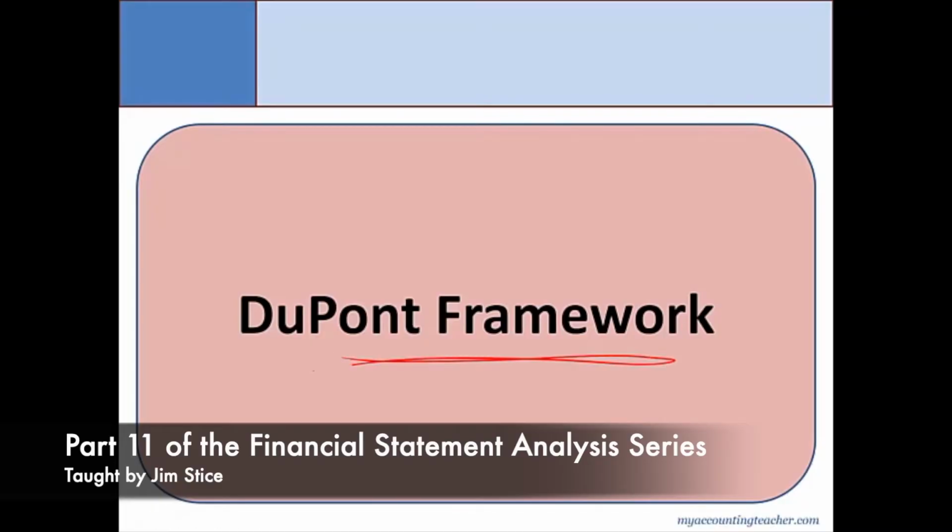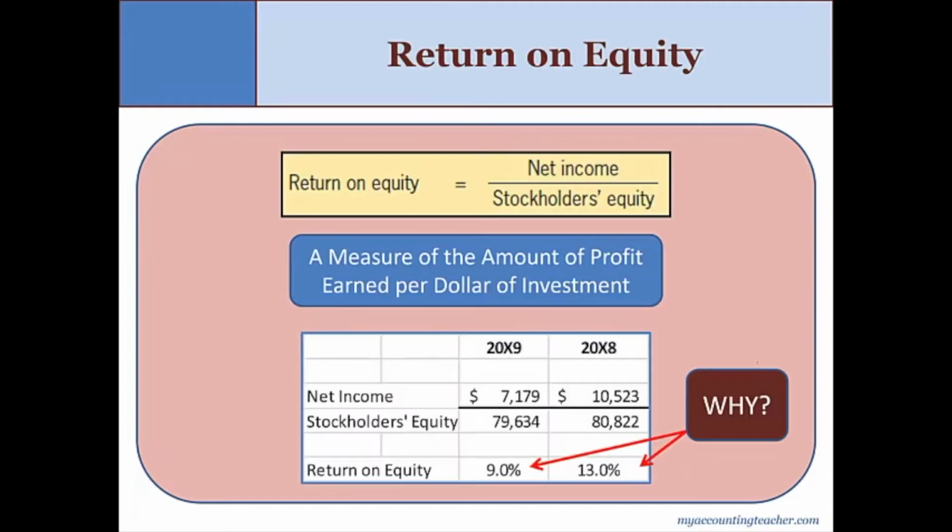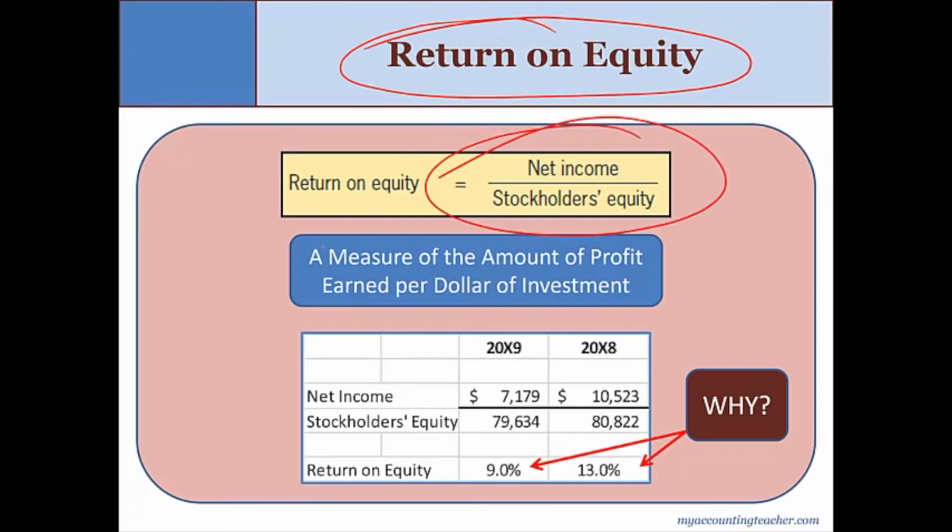Now we'll talk about probably my favorite ratio of all ratios, or this is a set of ratios, the Dupont Framework. It's a very powerful way of chaining ratios together to tell you a lot about a company. But before we get to the Dupont Framework, let's talk for a minute about this ratio, return on equity. Return on equity is calculated by dividing net income by stockholders' equity. Whenever we say return, we're typically talking about net income. And return on equity is stockholders' equity, of course.